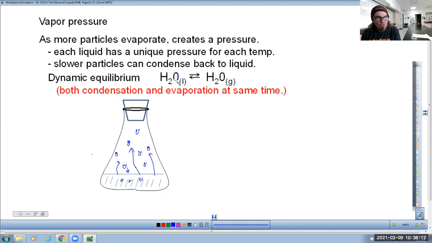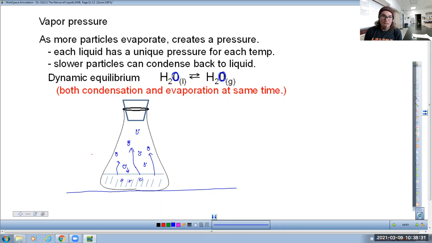These are supposed to be O's, not zeros. So whoever made this slide for me and I didn't notice, H2O's, not H2 zeros. You get to this dynamic equilibrium, okay? So condensation and evaporation occurring at the same time. So now we go and put this on the hot plate.